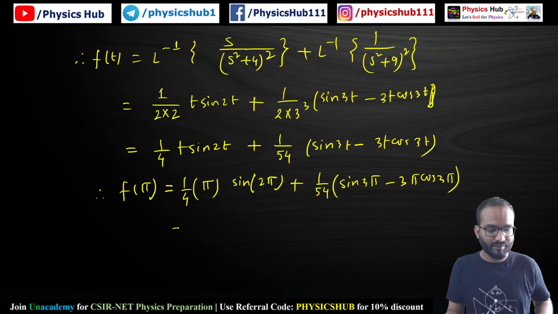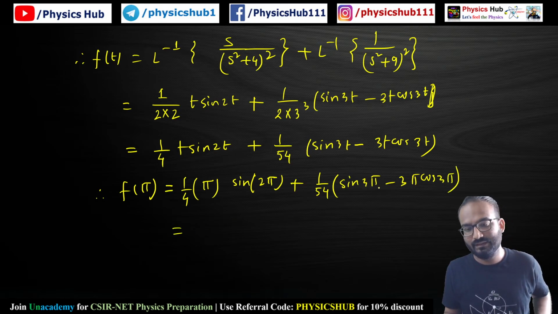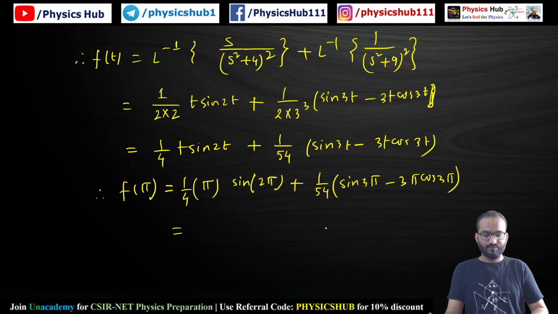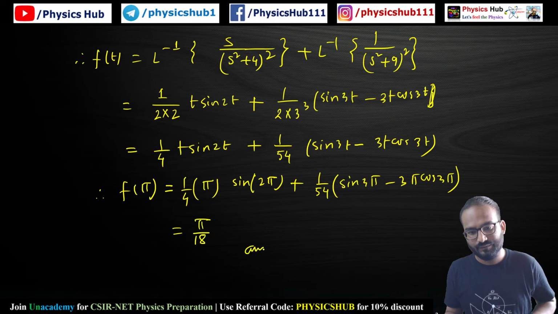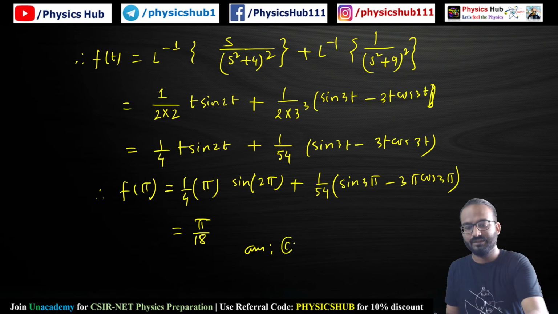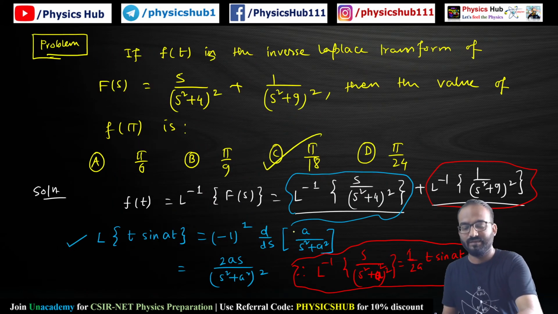So what will you get? Sin 3 pi is 0, and cos 3 pi is minus 1, so minus minus plus, 3 pi by 54 means pi by 18. So it is matching with option C, pi by 18.